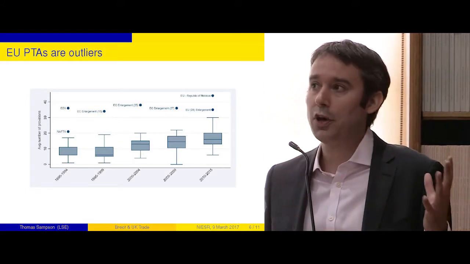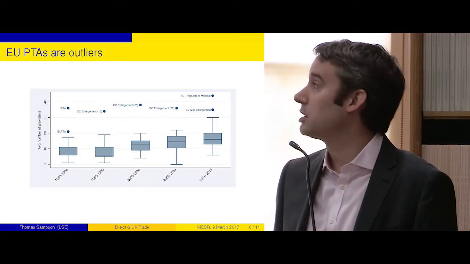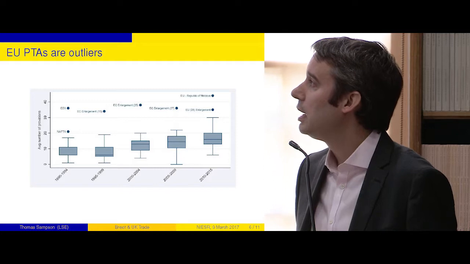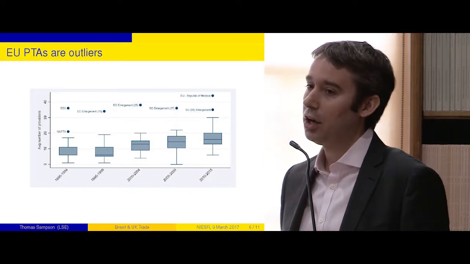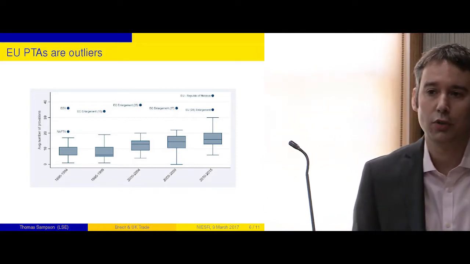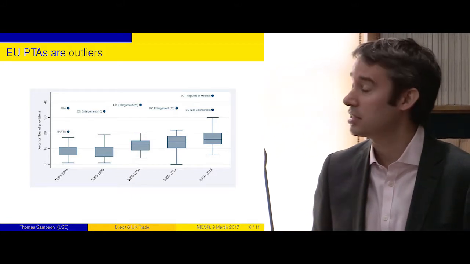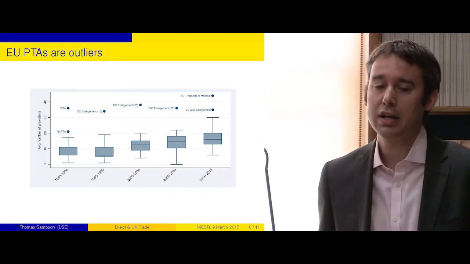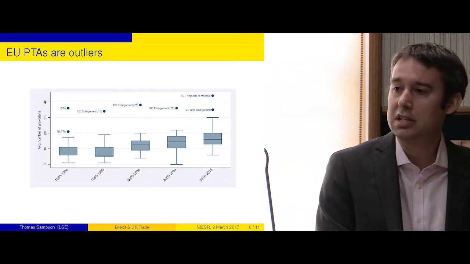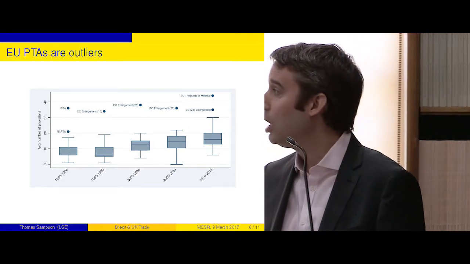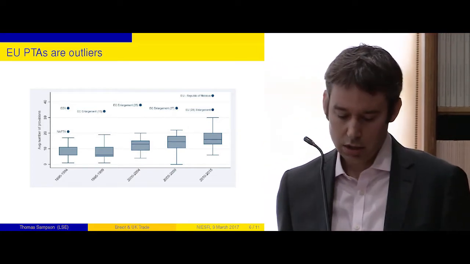So the first big picture thing that comes out of this data set is that EU PTAs are relatively deep. The natural thing to then ask is, does the depth of a PTA, as measured in this data set, matter for trade? Is it the case that as we sign deeper PTAs, they have bigger trade effects? So they look at that, okay?